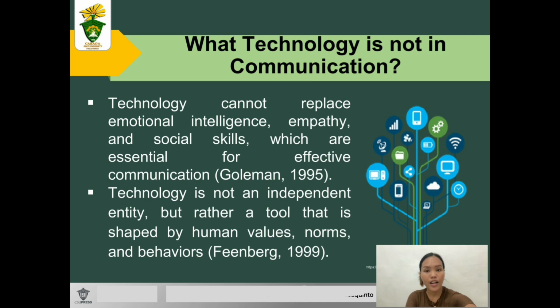For number four, technology is not an independent entity, but rather a tool that is shaped by human values, norms, and behaviors. So, social platforms reflect user behavior; they can promote either positive interactions or online bullying. It depends on how people use them.